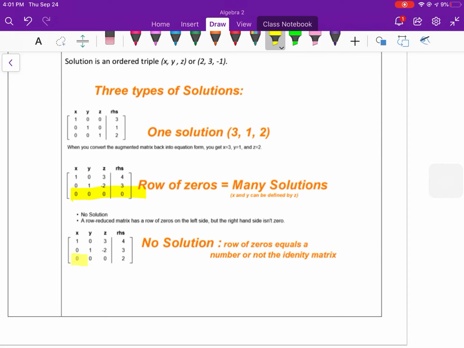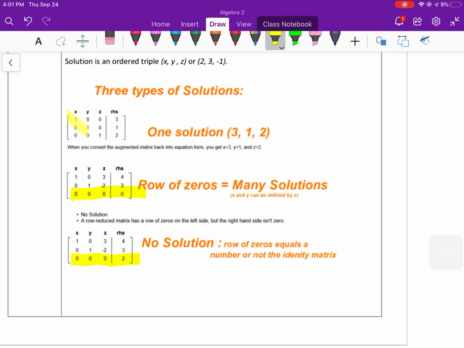And then no solution will look like this. You'll have the row of zeros on the left, but then your answer will have a 2. So it has a row of zeros on the left side, but on the right side it isn't zeros. So that means that's no solution, because essentially 0 does not equal 2. So that is a no solution.